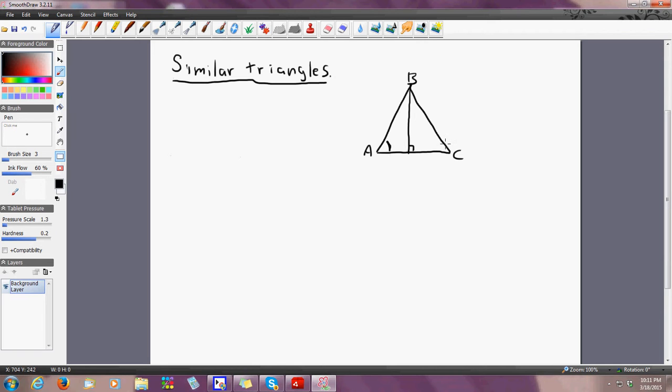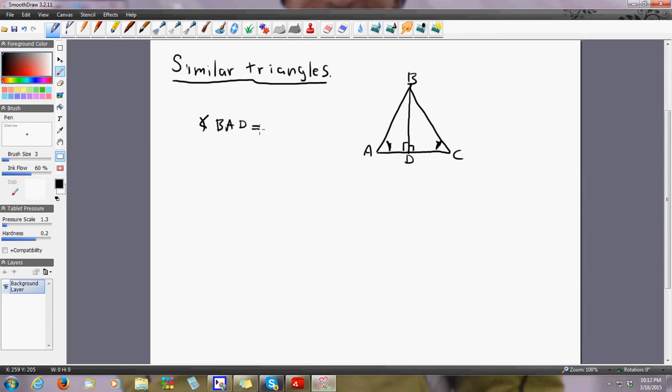And because I knew the triangle was isosceles, I know that this angle is similar to this angle, and I know that angle BDA is congruent to angle BDC. So basically what I'm saying is I know that angle BAD is congruent to angle BCD, and I know that angle BDA is congruent to angle BDC.